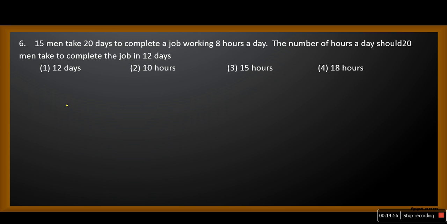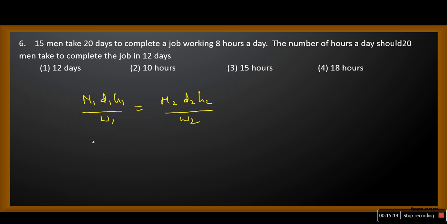15 men take 20 days to complete a job working 8 hours a day. How many hours a day should 20 men work to complete the job in 12 days? Simple, here you can go with the formula M1 D1 H1 by W1 equivalent to M2 D2 H2 by W2.